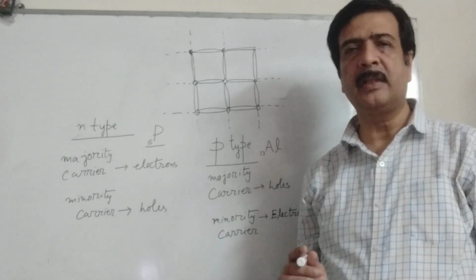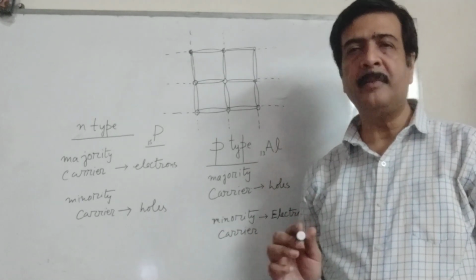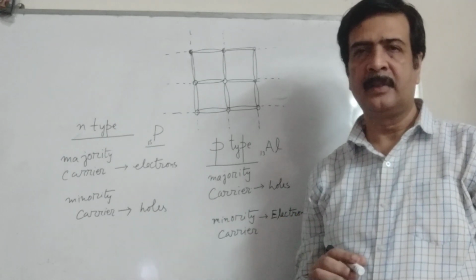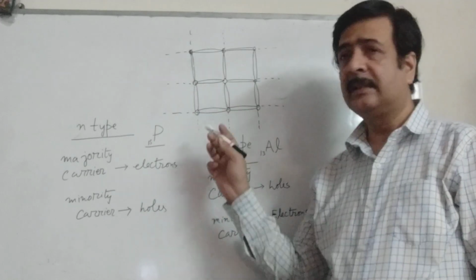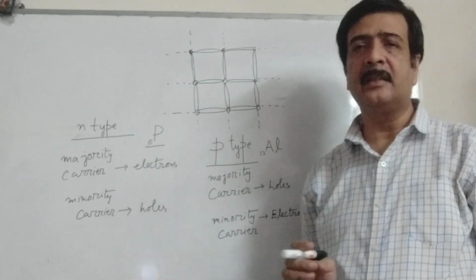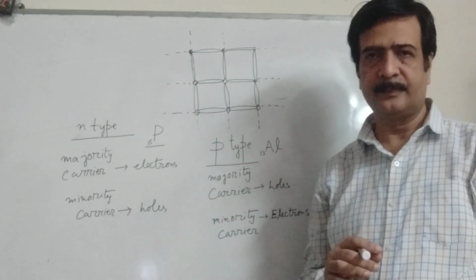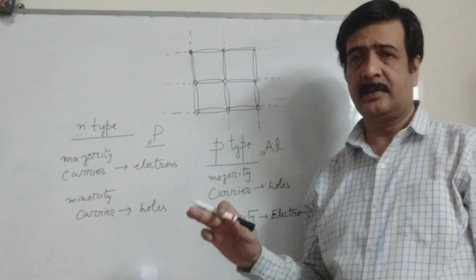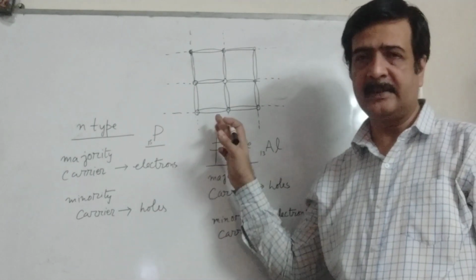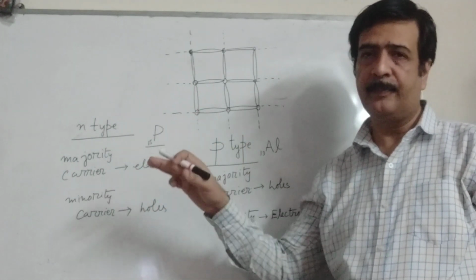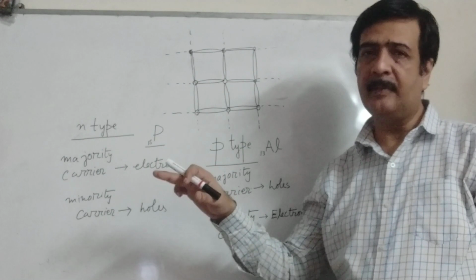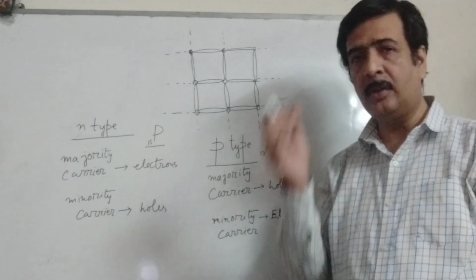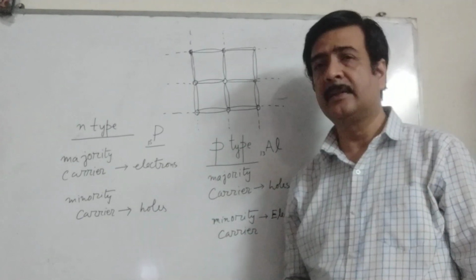Now the question is, what is doping? Doping means addition of impurity to the semiconductors. Now you know that semiconductors are basically tetravalent. So if I replace the valency of 4 with 5, then what will happen? An extra electron will come there, and that is called the N-type semiconductor.